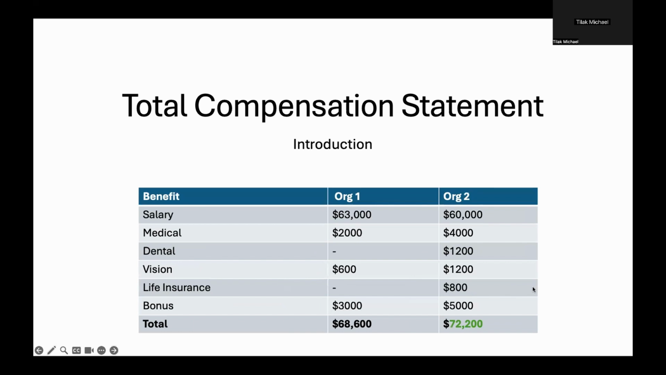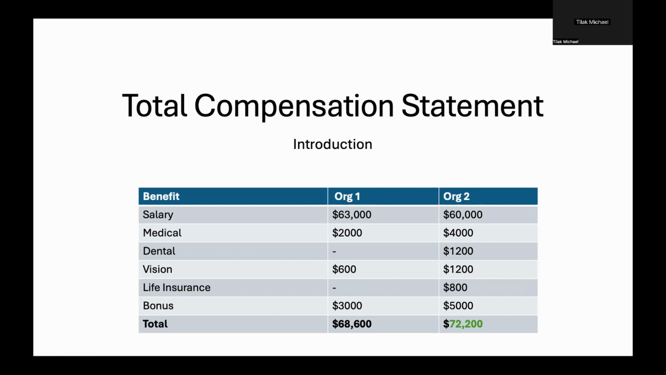If you look at the bigger picture, it gives a different result. Though the salary in organization one is more, they are not providing medical or dental, and they are not providing life insurance. If you look at the detailed picture, the whole picture of the benefit, the second organization is giving you 5% more than the first organization. This is exactly what total compensation is trying to do: give an entire picture.